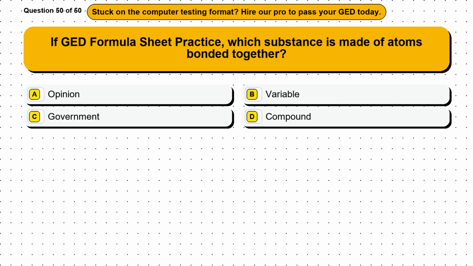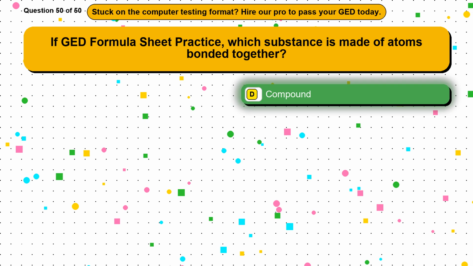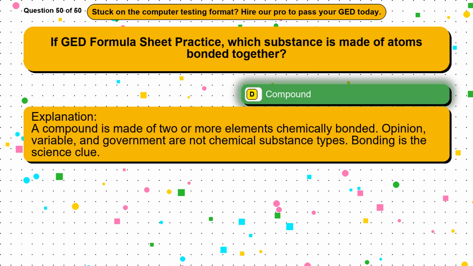Question 50. If GED formula sheet practice, which substance is made of atoms bonded together? Option A, opinion. Option B, variable. Option C, government. Option D, compound. The correct answer is option D, compound. A compound is made of 2 or more elements chemically bonded. Opinion, variable, and government are not chemical substance types. Bonding is the science clue.